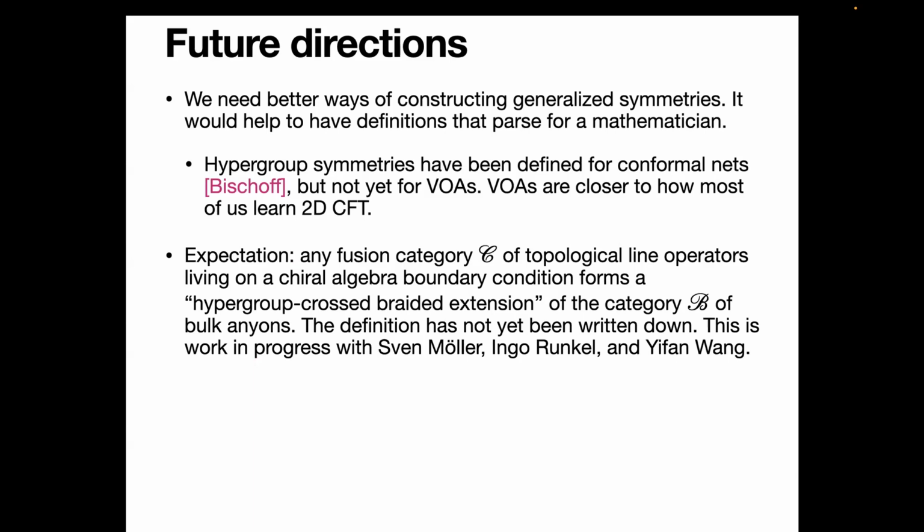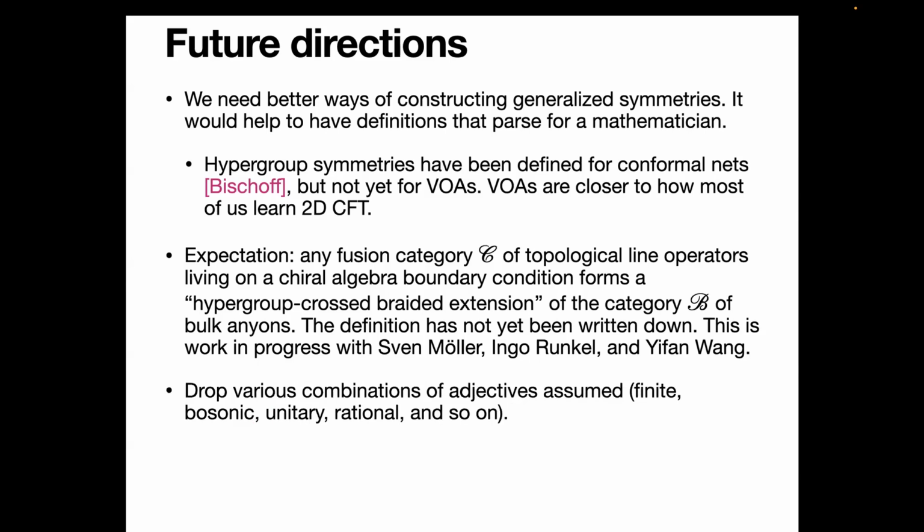And there's a general expectation that any fusion category C of topological line operators that lives on a chiral algebra boundary condition should admit the structure of a hypergroup cross-braided tensor category, which has not yet been defined aside from the case that the hypergroup is a group. There's been a lot of progress towards the definition, as we saw in the previous talk, but I believe it's fair to say that not all the axioms have been written down. And so that's one of the things that we hope to report on soon. That's work in progress with Sven Muller, Ingo Runkel, and Yifan Wang.